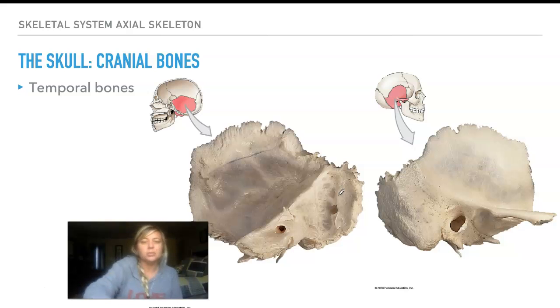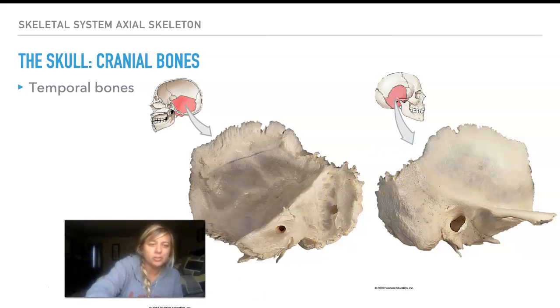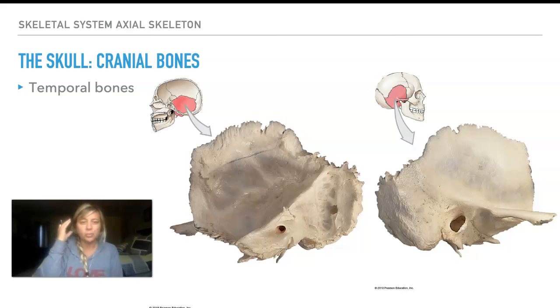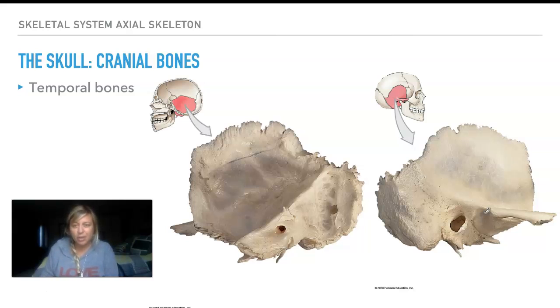Our next bones are the temporal bones. And so the temporal bones, you also have two of these, one on the right and one on the left side. They form the lateral walls and also the zygomatic arch on the lateral sides of the skull. They form a joint with the mandible. They also contain the bones of the inner ear. They have muscle attachment sites for muscles that are important for moving the jaw and the neck.